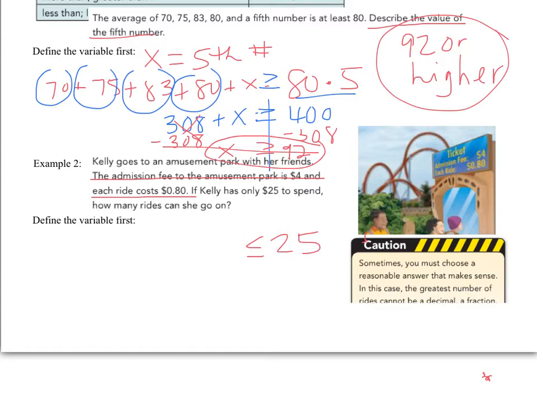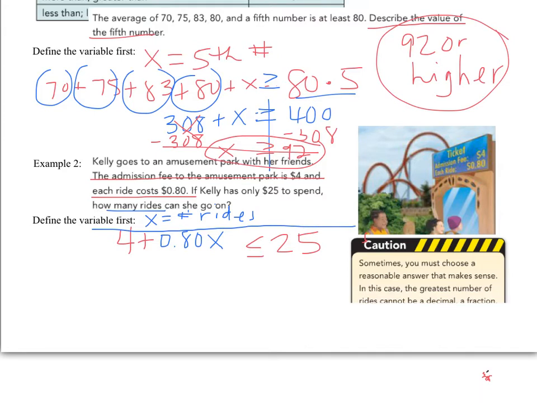Okay? The admission fee is $4, so no matter how many rides she rides, she's going to pay $4. Now it says define the variable first. The variable is how many rides she can go on, so x equals the number of rides. Okay? It's 80 cents per ride, so we're going to put 0.80 times x, because x is however many rides we figure out she can ride. Okay, so this is our inequality right here. 4 plus 0.80x is less than or equal to 25.